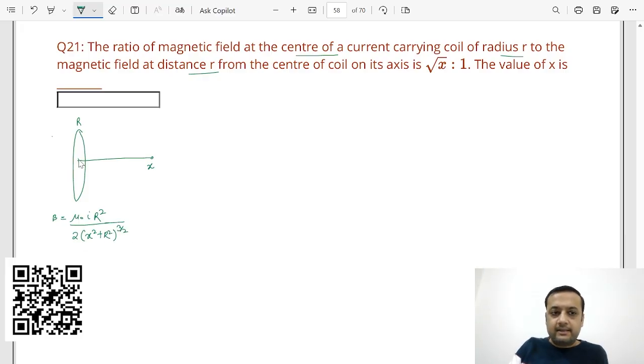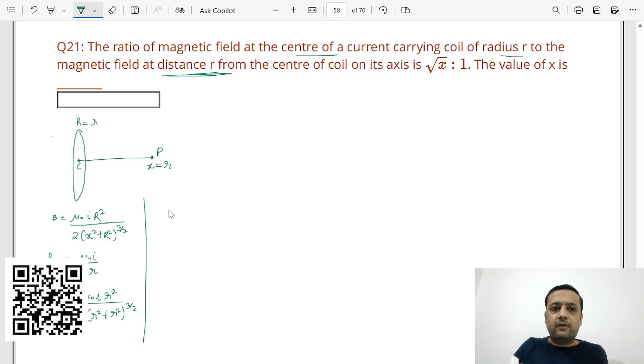And at the center we can simply write the magnetic field is mu naught I by 2R, so mu naught I by 2 into radius. Here the ring radius is smaller. Now let's calculate the magnetic field at the point P, and in the question x is equal to r, because we have to find the magnetic field at the distance r only. So just put x equals r, and capital R also equals small r. So the numerator is r square, and the denominator is 2 times (r square plus r square) whole to the power 3 by 2.